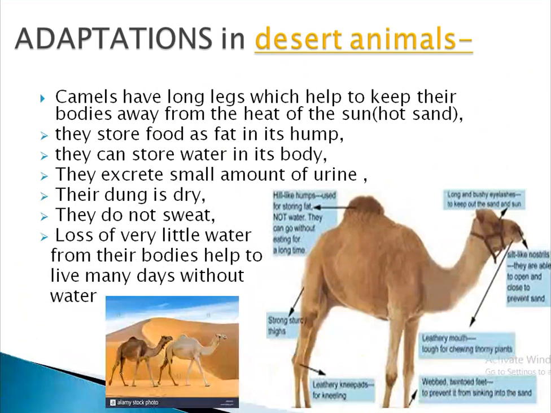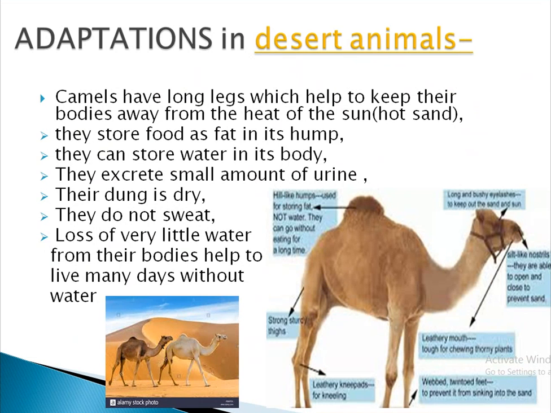Camels have long legs, which help them keep their bodies away from the heat of the sun, that is, the hot sand. They store food as fat in their hump. On the basis of the hump, we can divide the camel into two types. Number one, dromedary camels, which have only one hump on their back. The second one is the Bactrian camel, which has two humps on its back, which store fat.